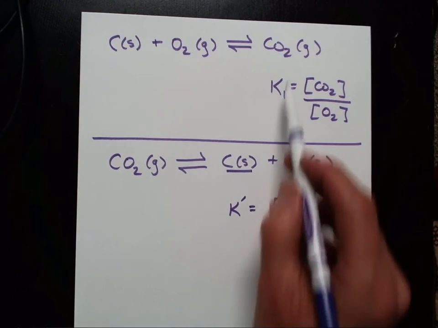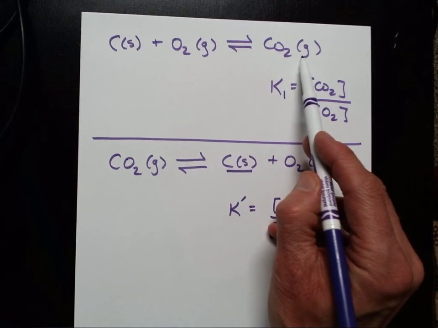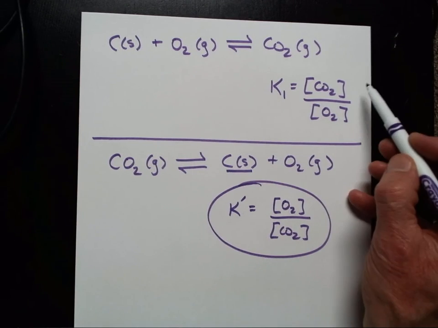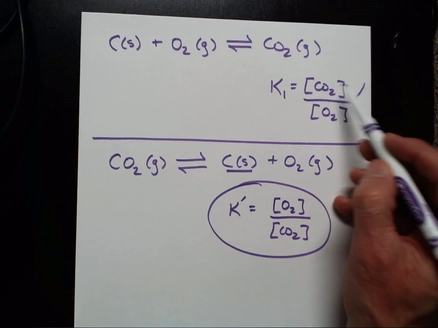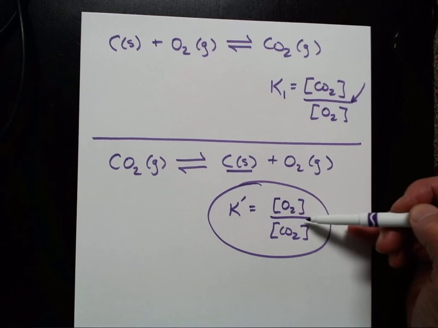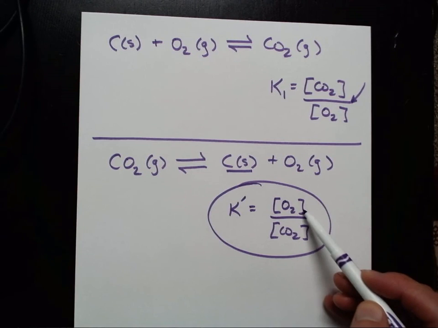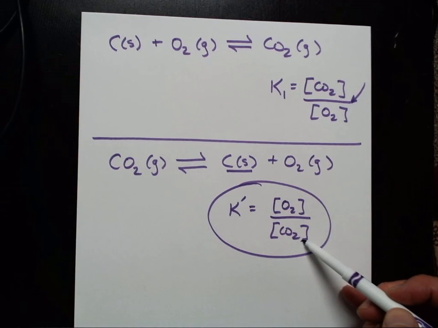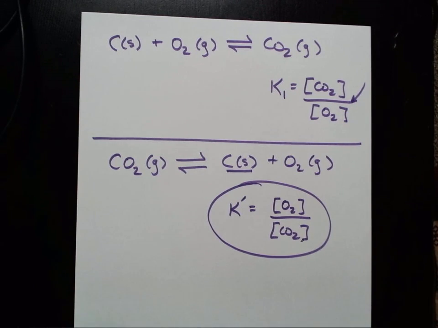Look at the relationship here. If I reverse the equation, as I did here, to get the new equilibrium constant, I take my original ratio and I just flip it. See, I just took the inverse of it. Here, O2 went to the numerator, and here, CO2, which was originally on the numerator, went to the denominator. So therefore, the equilibrium constant for the reverse reaction is just the inverse of the equilibrium constant for the forward reaction.